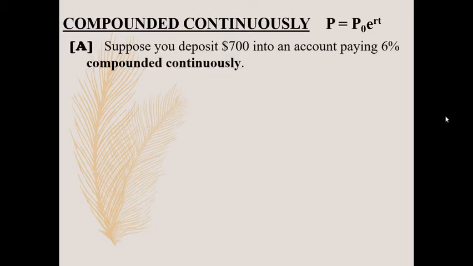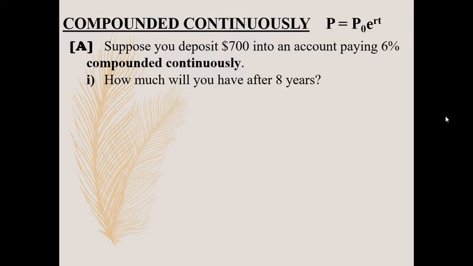Let's take a look at our first problem. Suppose you deposit $700 into an account paying 6% compounded continuously. When you see these two words, compounded continuously, that tells you that you're using Euler's number e and that you want to use PERT. Okay, how much will you have after 8 years?